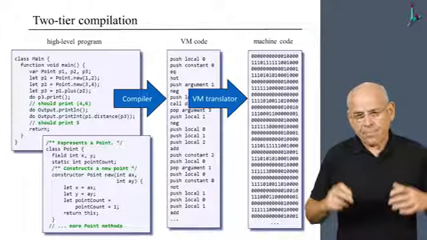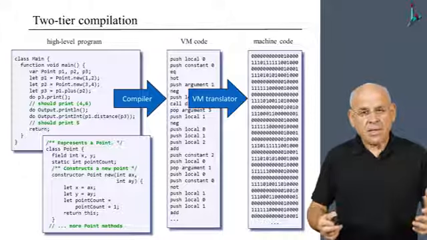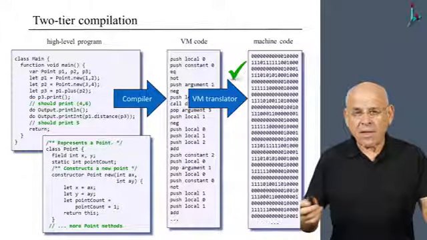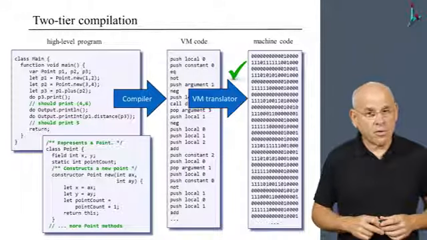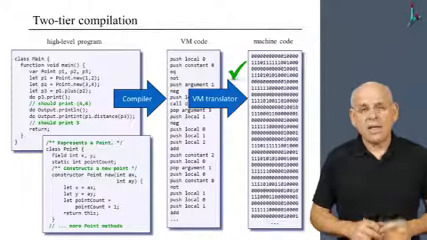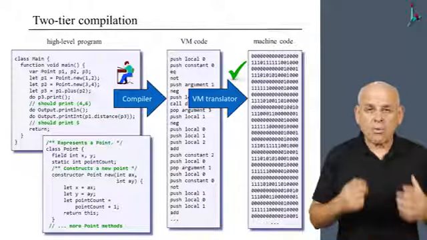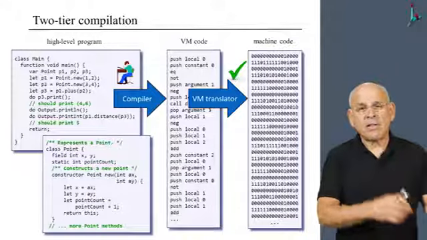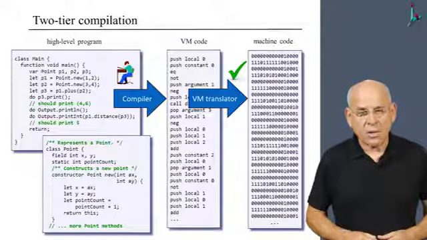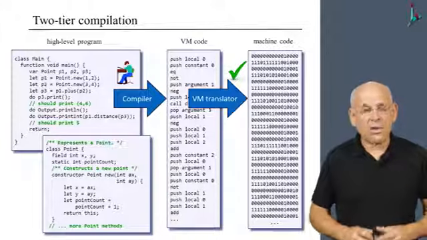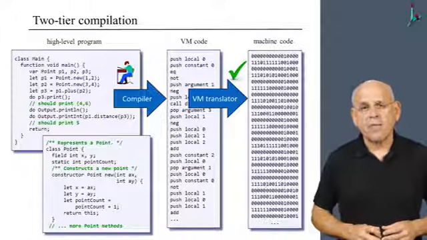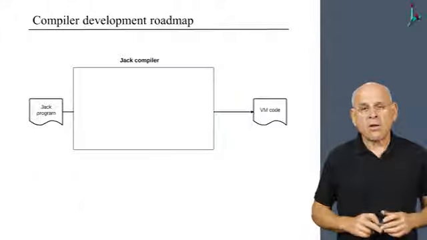And the VM translator is a solved problem. It is something that we've already implemented in the previous two modules. So what remains to be done is writing the compiler, writing the program that translates from high level into the VM code. So that's what we're going to do in this and in the next module, in modules 4 and 5. So here's the overall roadmap.